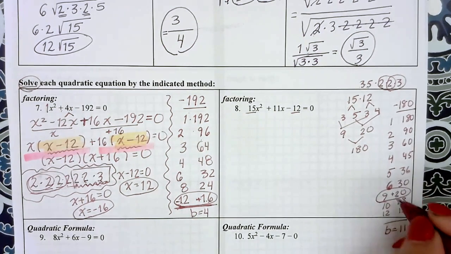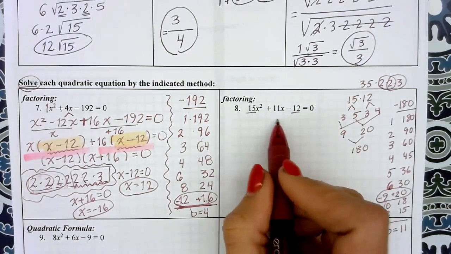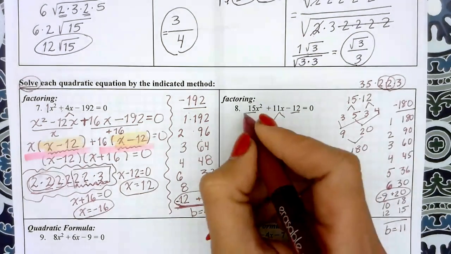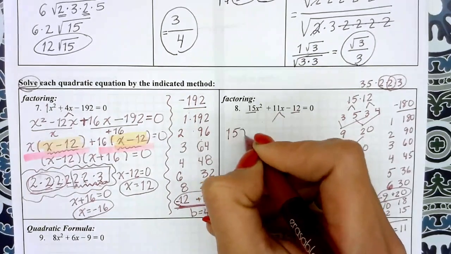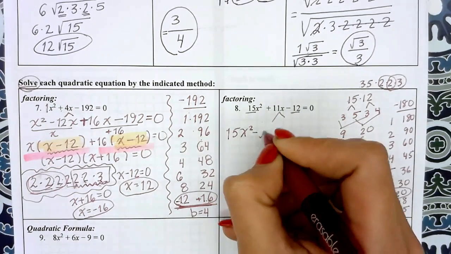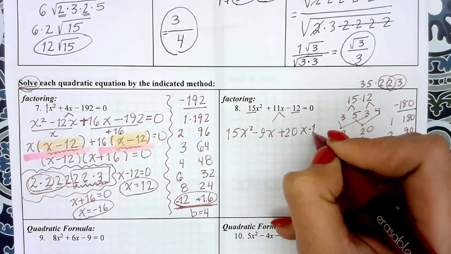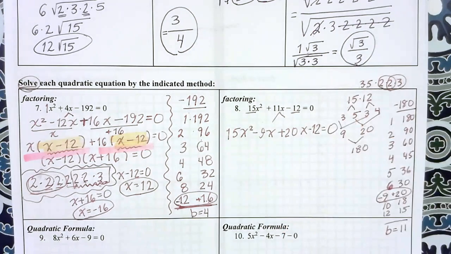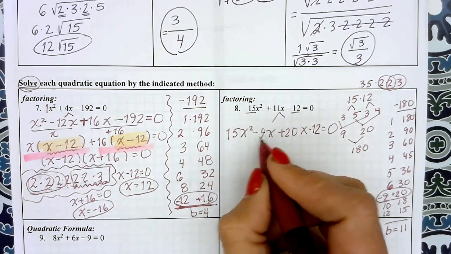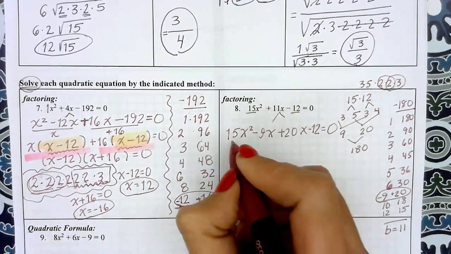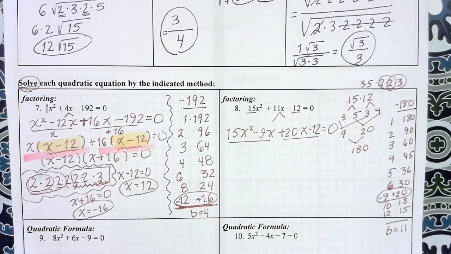That would be a positive 20 and a negative 9 if I wanted to split this up, right? Positive 20 and negative 9 is positive 11. We leave our first and last the way they are. 15x squared minus 9x plus 20x minus 12 is 0. We have 4 pieces. That's your FOIL, first, outer, inner, and last. We're working backwards to get it into the parentheses, get it into factored form.